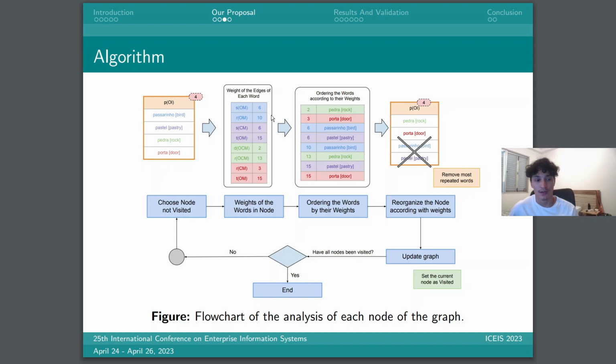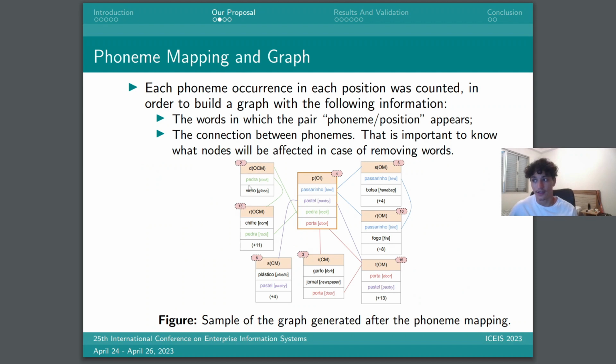So the most important words will be the ones that have connections with nodes that have a small number of words. For example, pedra is the most important word of this node, because pedra has a connection with another node that has only 2 words. We showed this before. Here, pedra is at this node, and this node here has only 2 words. So if we remove pedra from this node, this phoneme will be evaluated at this position only one time, and this is not according with our criteria.